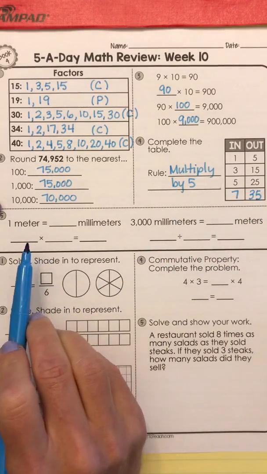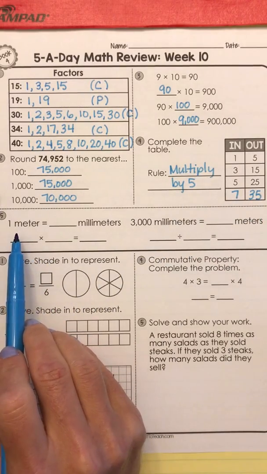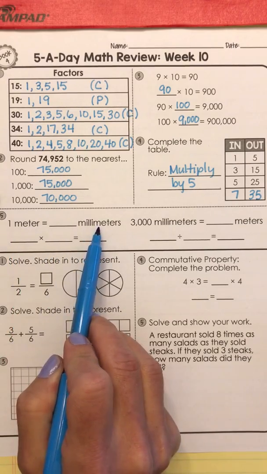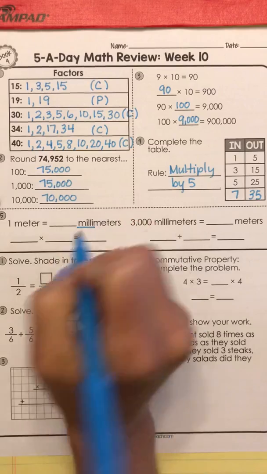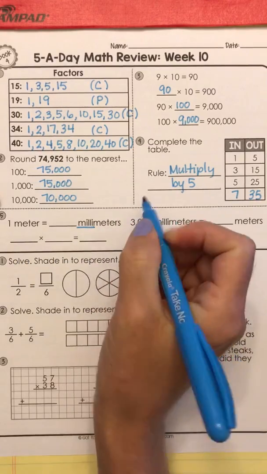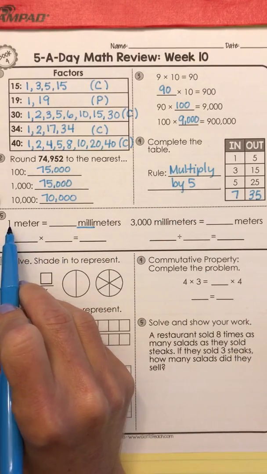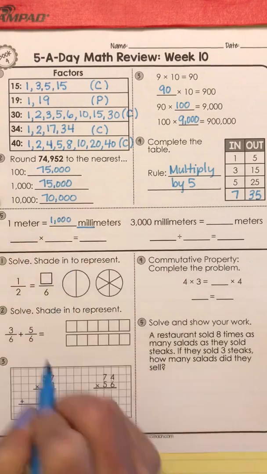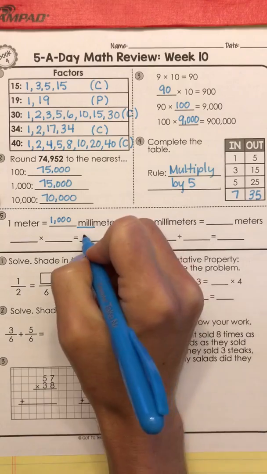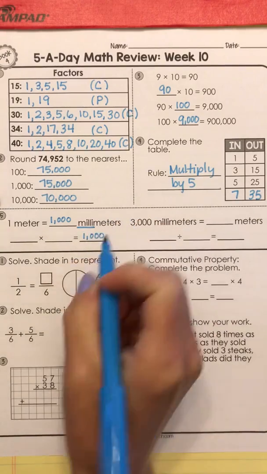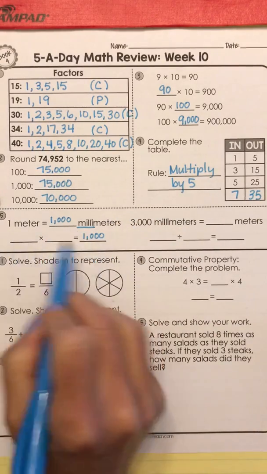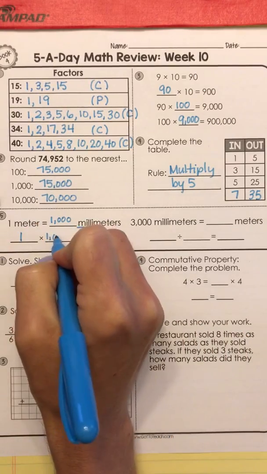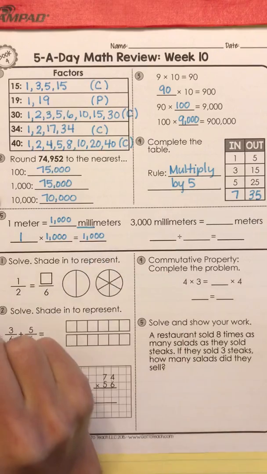All right, the very last one for today, we are doing measurement conversions. We're going from meters to millimeters. Here's a hint. Milli means 1,000, okay? So 1 meter is equal to 1,000 millimeters. Okay, we want the answer to stay the same. So what multiplication did we do? Well, we took 1, we multiplied it by 1,000 to get 1,000.